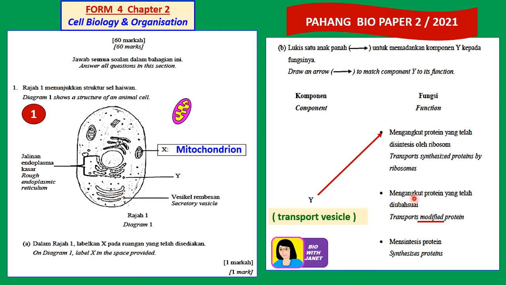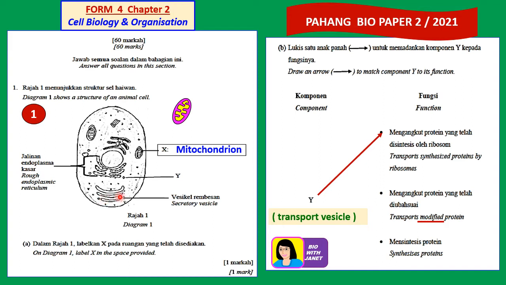All right. So transport vesicles transport proteins synthesized by ribosomes from rough endoplasmic reticulum here to the Golgi apparatus. Right. Now, is this second choice correct or not? Transports modified proteins. No, because the protein in Y is not modified protein yet. It has to be transported to Golgi apparatus to be modified. Okay, so it is not modified yet. So this is not the right answer.